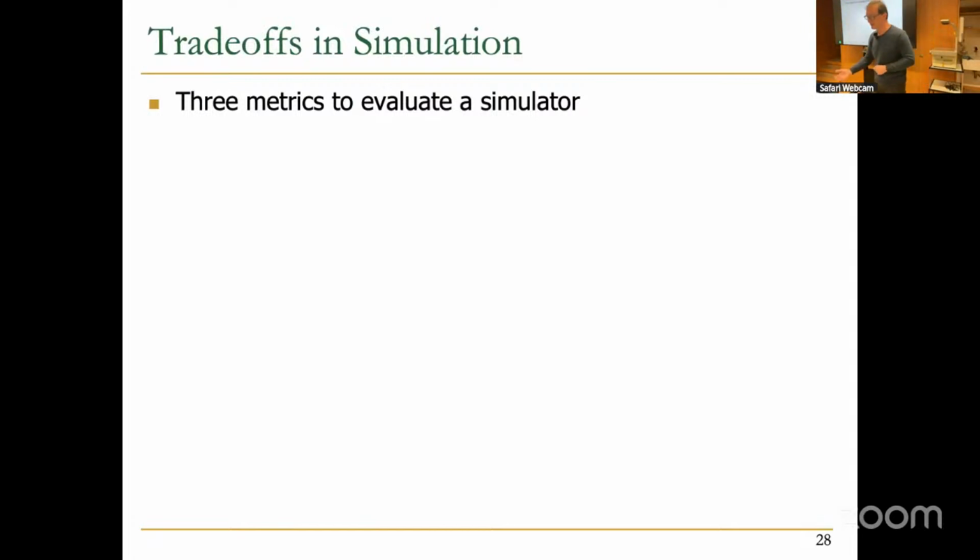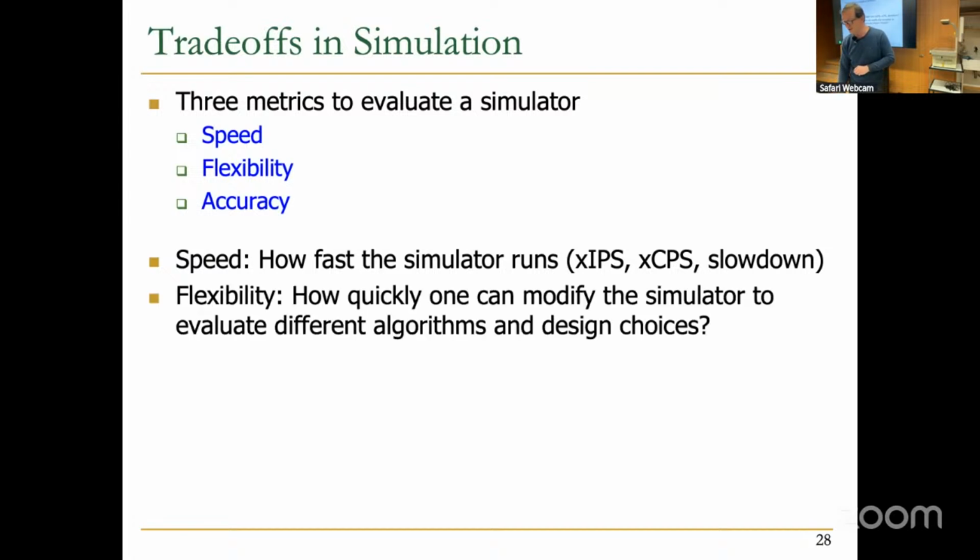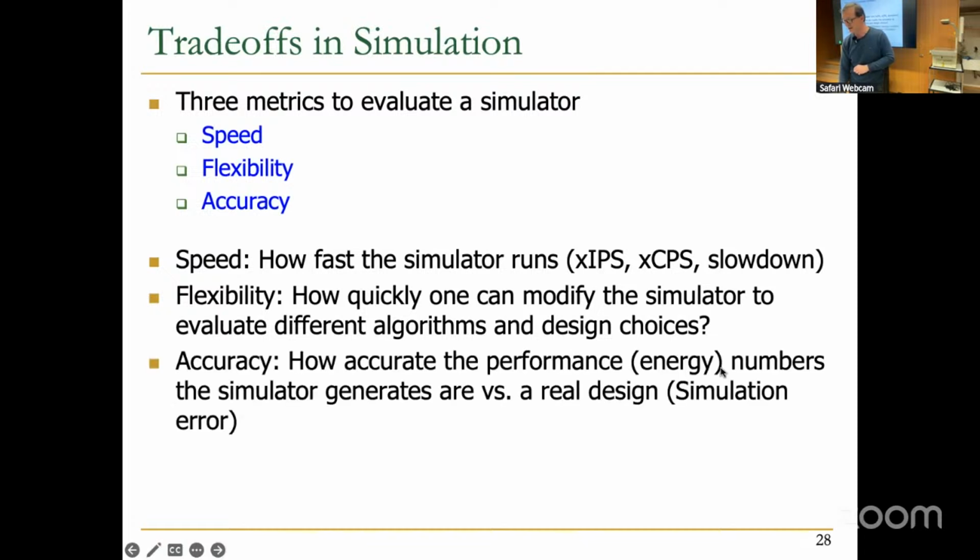And usually there are at least three metrics to evaluate a simulator: how fast your simulator is, how flexible it is, and how accurate it is. Accuracy may be tough if you're looking at a future system, right? Speed could be measured in different ways: this many instructions per second I can simulate, this many cycles per second, or this is the slowdown compared to a real system. How flexible is it, how quickly can you modify the simulator to evaluate different algorithms and design choices? And accuracy is how accurate the performance and energy numbers are versus a real design. That's also called simulation error.